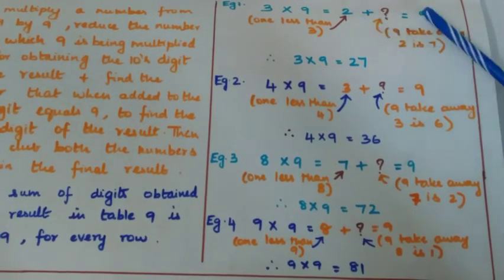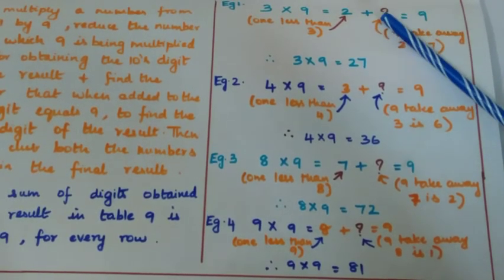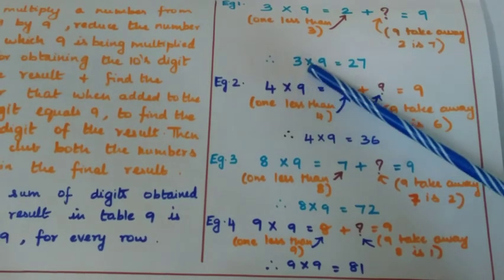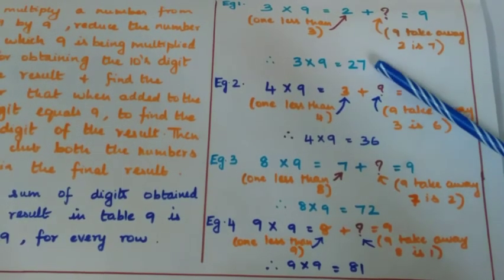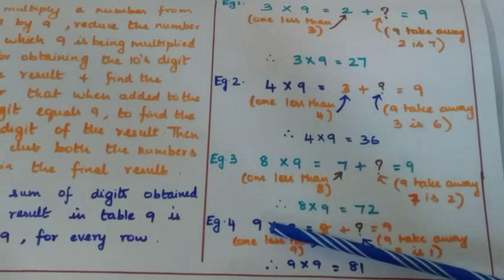You can find it by taking away 2 from 9, which is 7. So 2 plus 7 is going to give you 9. So the ones digit is going to be 7. Therefore 3 into 9 is nothing but 27. So now let's discuss a few more examples to make this trick clear for the kids.